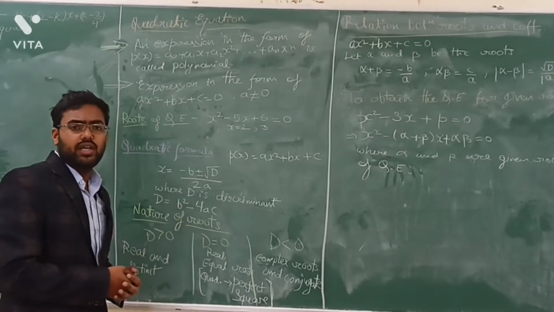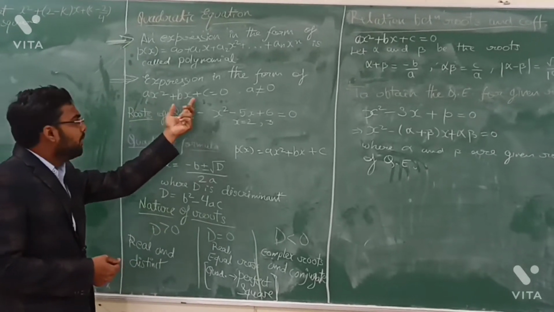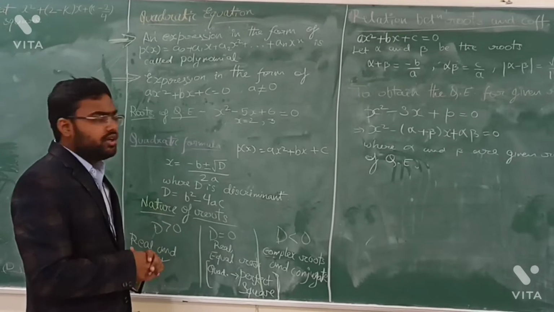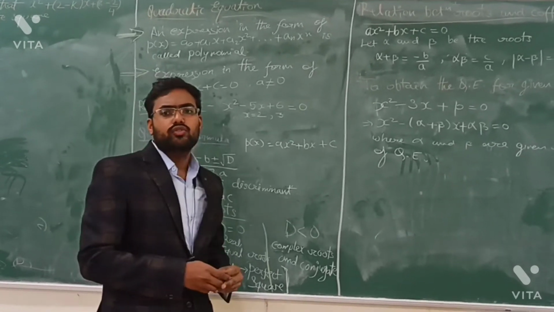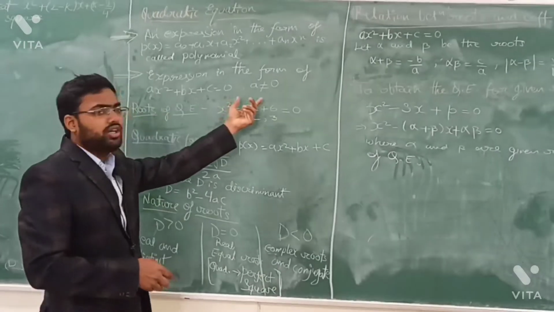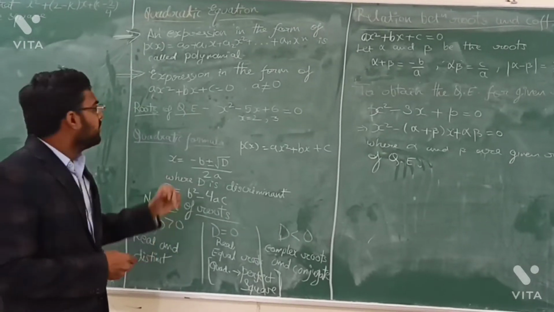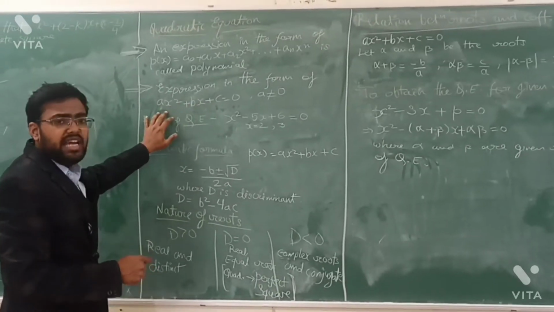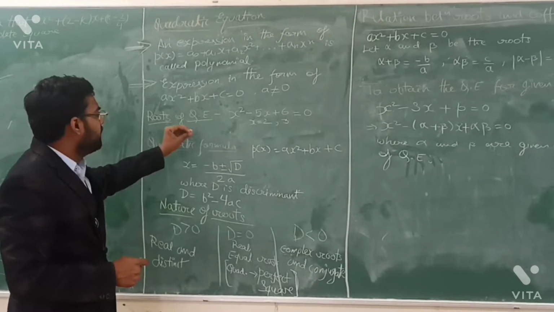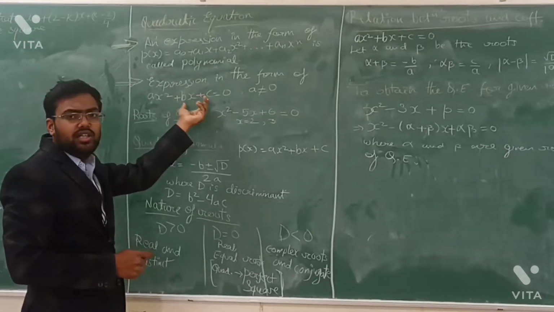The standard form of the quadratic equation is ax² + bx + c = 0, where a, b and c are real numbers called coefficients, where a is not equal to 0. Suppose if a becomes 0, then the term x² becomes 0, and only bx + c is left, which is a linear equation.